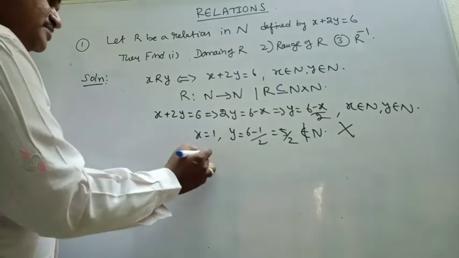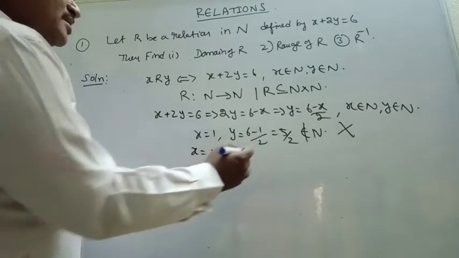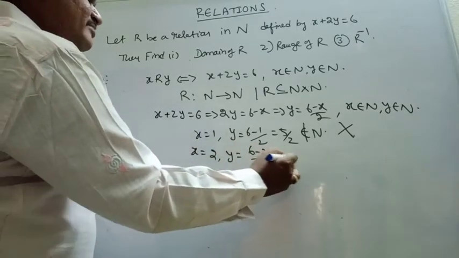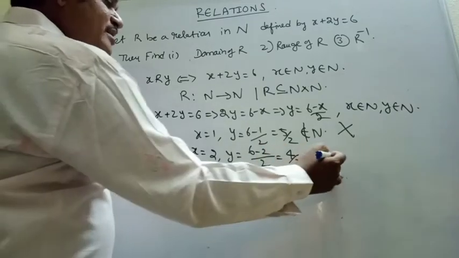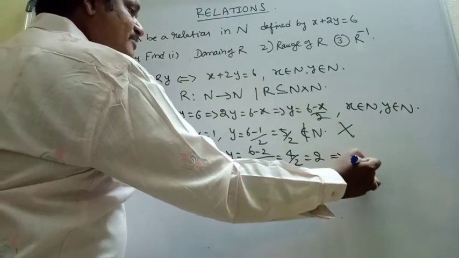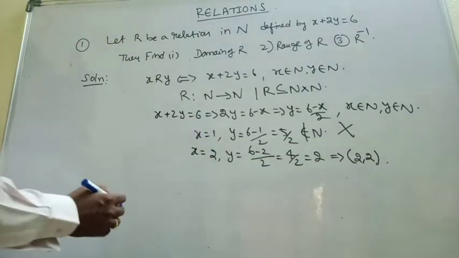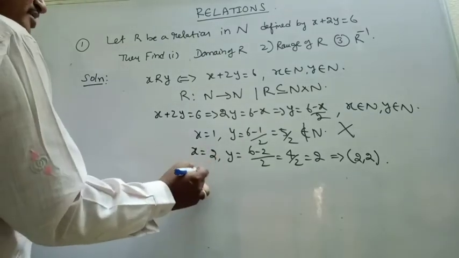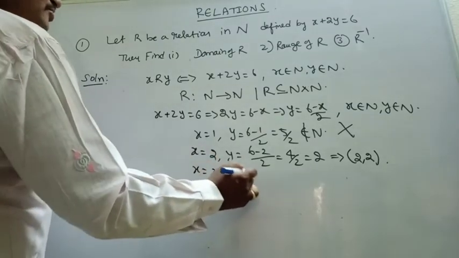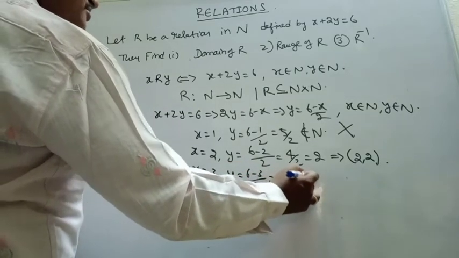Next I will take x is equal to 2, y is equal to (6 minus 2) by 2, that means 4 by 2, which is nothing but 2. Therefore we have got one ordered pair, 2 comma 2. Both are natural numbers, no doubt. Now if you take x is equal to 3, y equal to (6 minus 3) by 2, you will not get it. 3 by 2 does not belong to natural numbers.